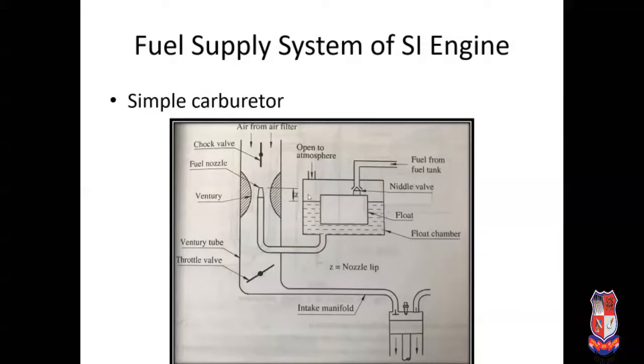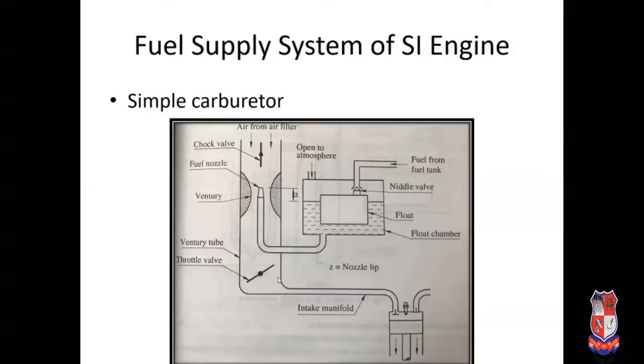Due to the pressure difference, the fuel is supplied from the float chamber to the fuel nozzle and it is injected into the venturi throat area. So air is coming from the top and fuel is injected in the venturi throat area. It will be mixed in this area, and then it goes to the combustion chamber through the intake manifold and throttle valve.